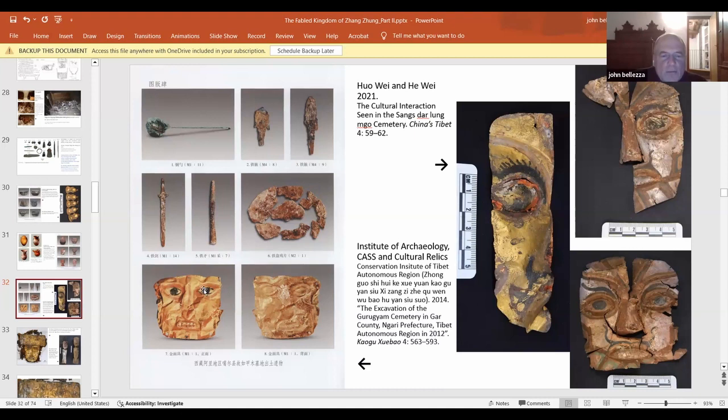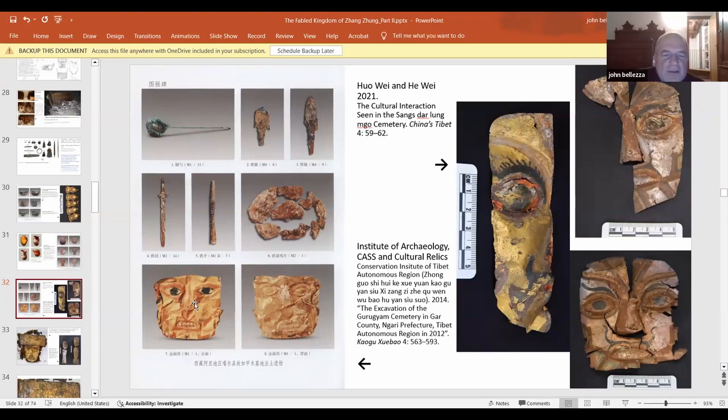And you can see again, these objects could have been used, of course, in the funerary rituals, but also used in real life as tools and weapons, in the case of the projectiles.